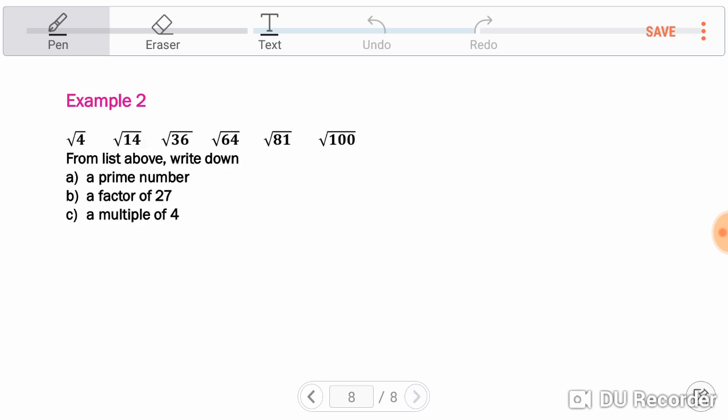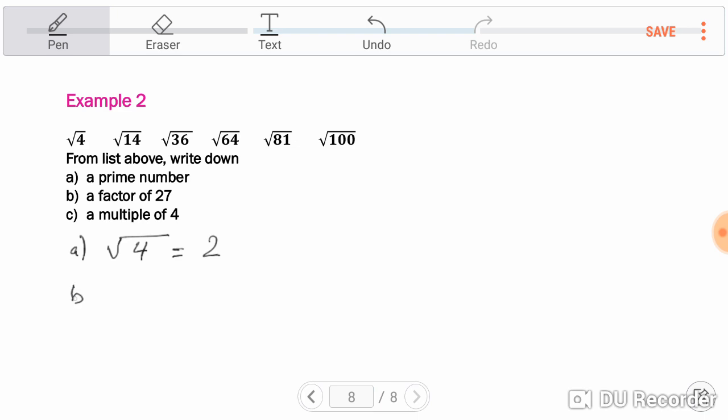Example from the list above, write down a prime number. Prime number هنا square root of 4. Square root of 4 equals 2. 2 is an even prime number.